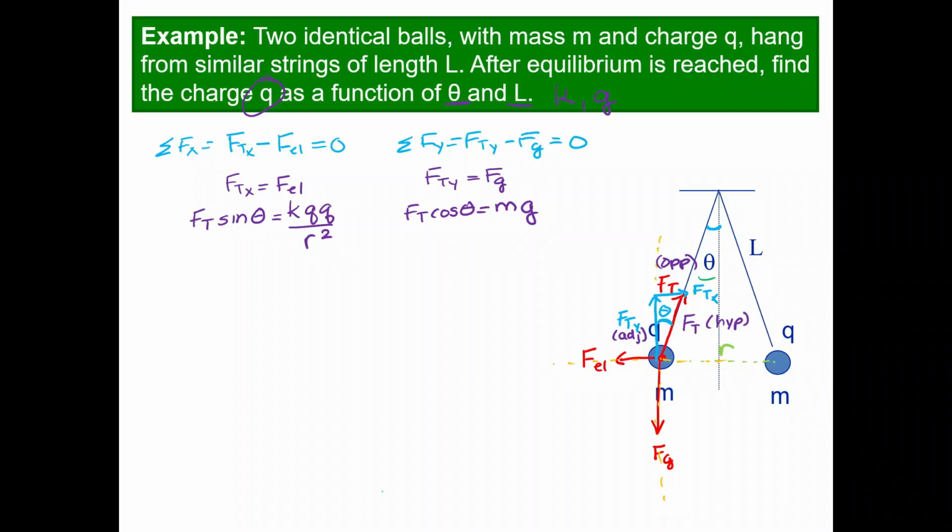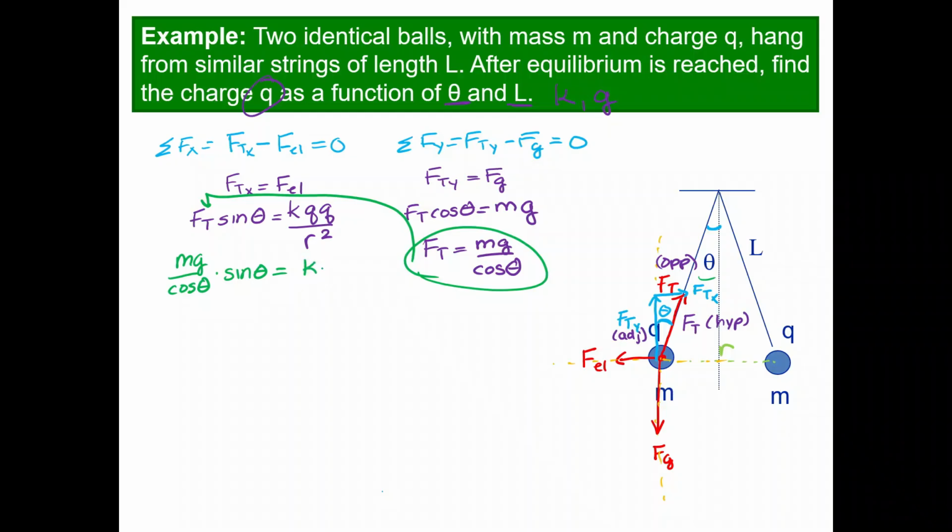Well, I think the one over there on the right is a little bit easier, so I'm going to divide both sides by cosine theta and get that F_t is equal to mg divided by cosine theta. And then, since that's not allowed to be in my answer, I can sub it in over here. So I get that F_t, which is mg over cosine theta, times sine theta is equal to kq squared over r squared. q times q is q squared.